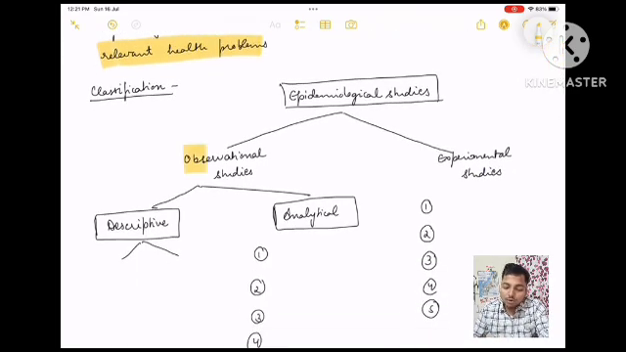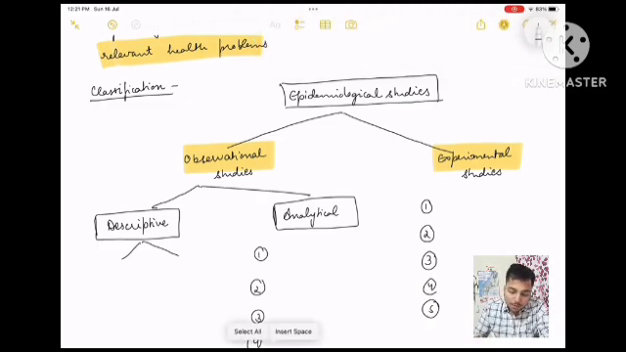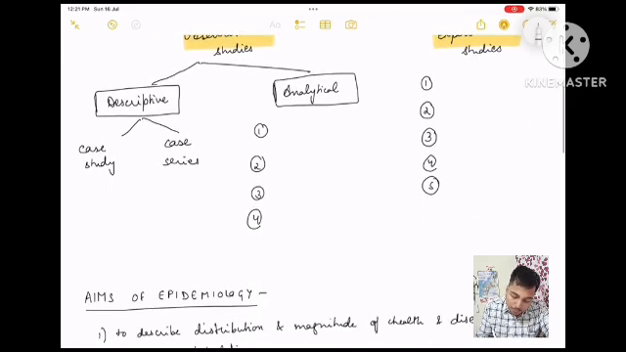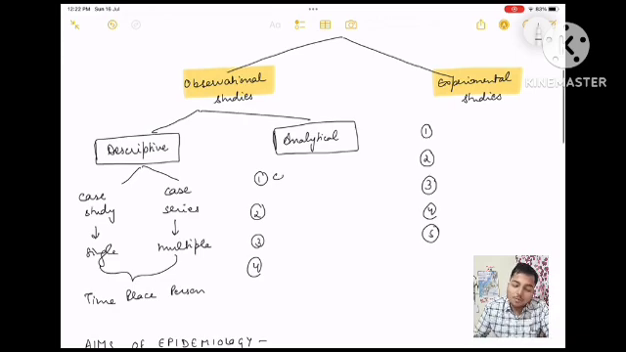So basically we have two types of epidemiological studies. One is observational and the other is experimental. In observational studies, we have two types, descriptive and analytical. Now descriptive studies are further classified into two categories. First is case study, the other is case series. In a case study we deal with a single participant, and in a case series we have multiple participants. And what do we discuss among them? We discuss them in terms of time, place and person.